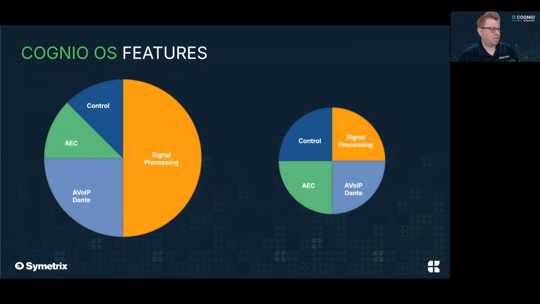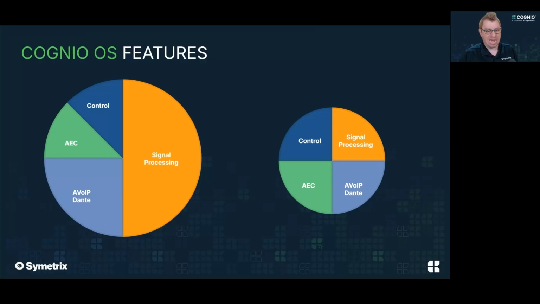So this illustrates two different Cognio products. On the left is a product that has a very large processor represented by a large circle. And on the right is a smaller product with a smaller processor represented by the smaller circle. Within each circle, we have the ability to subdivide the capabilities, those features, within that pool of processing. On the left, we've used a huge amount of it for DSP, traditional signal processing, whereas on the right, we've more evenly distributed the capabilities within that product.